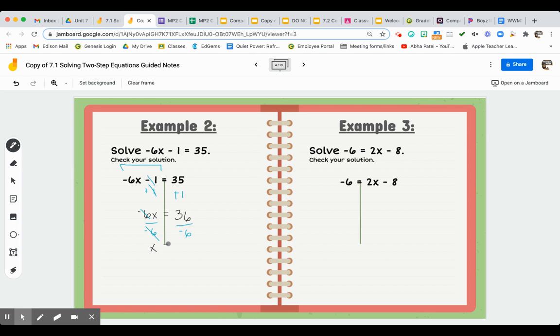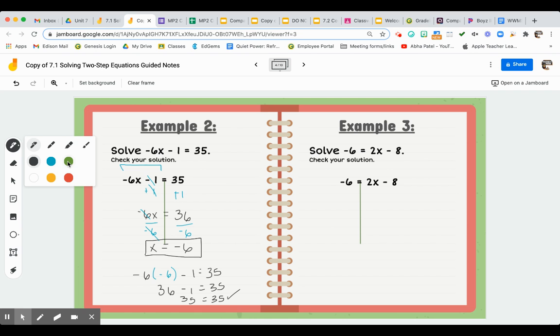So x is going to equal negative 36 divided by negative 6, which is negative 6. And now let's check the answers. So negative 6, times negative 6, minus 1 is equal to 35. Negative 6 times negative 6 is 36. Remember, a negative times a negative is positive. Minus 1 equals 35. And this is going to be 35 equals 35. Awesome. We are right. Next problem.